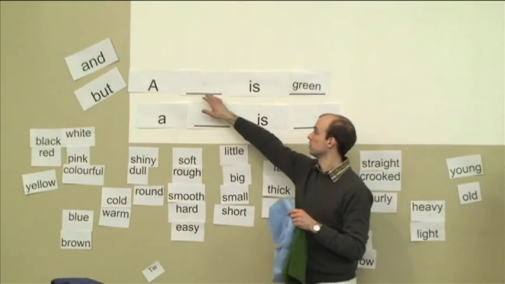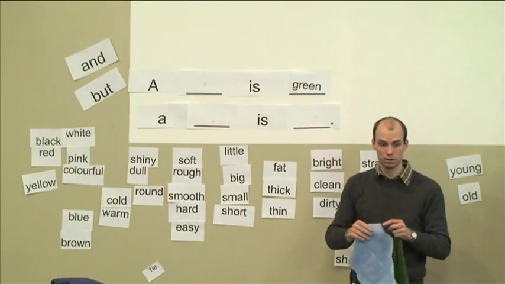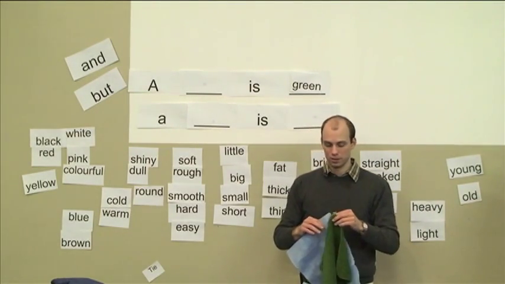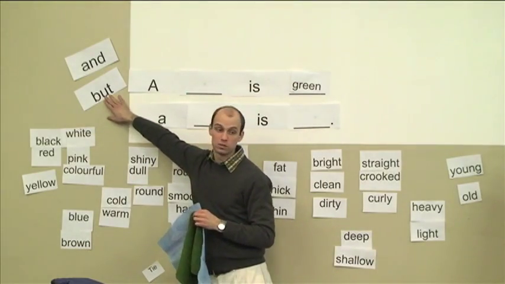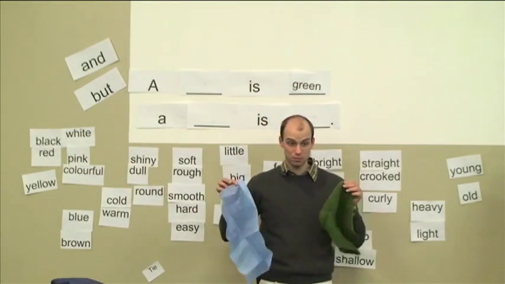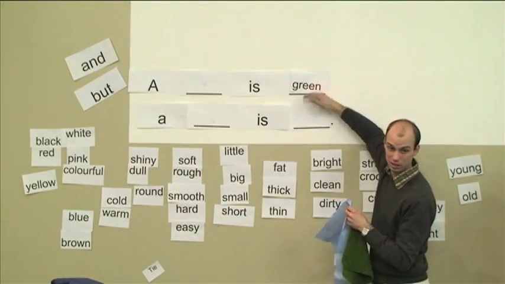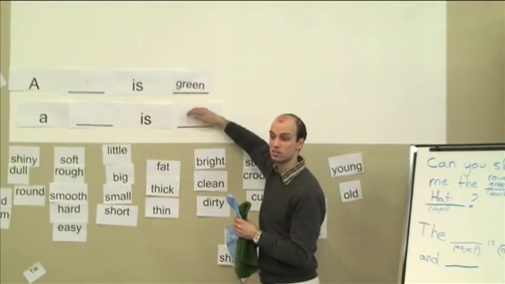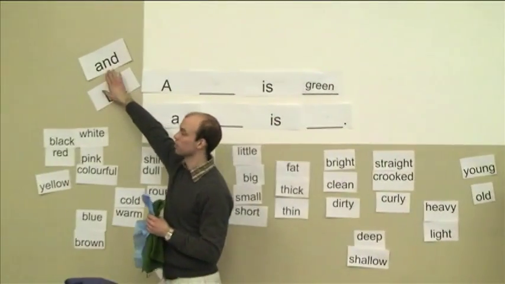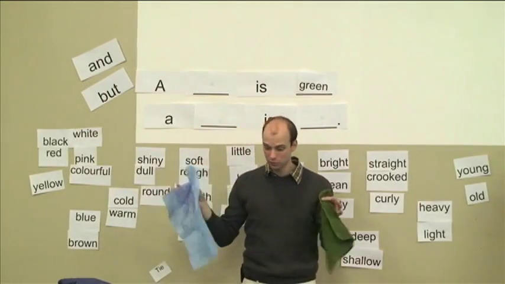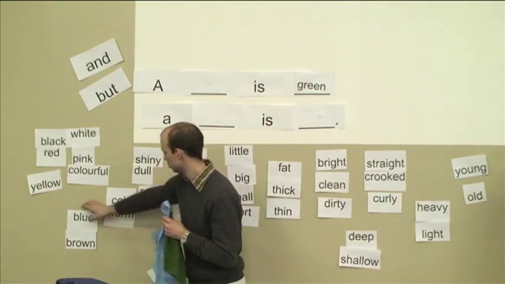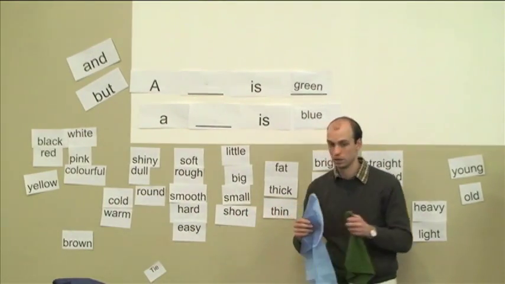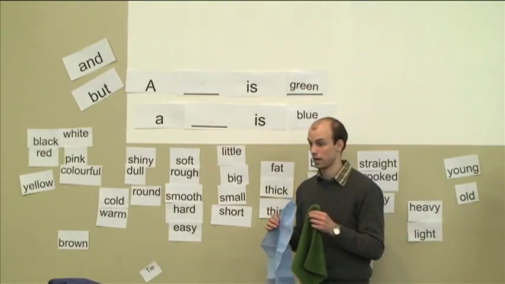A towel is blue, not and green. Towel is green. Okay, you would use but. Not the same? Or if these are the same, okay, the different describing words here, if these are the same, you use and. If they're different, so we have blue here somewhere, okay, is blue, then what do you use? And or but?